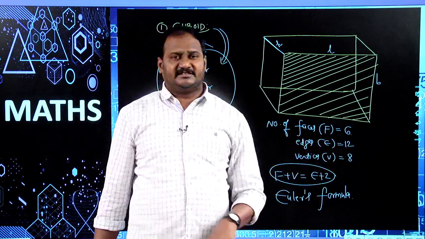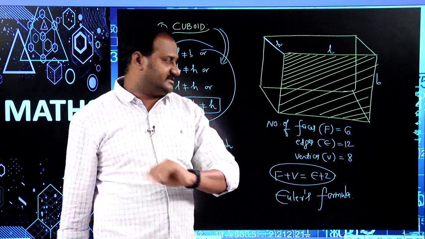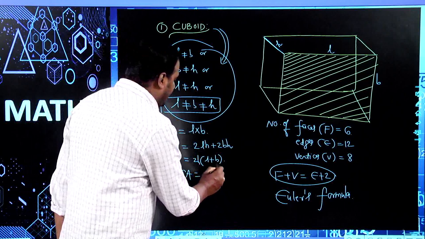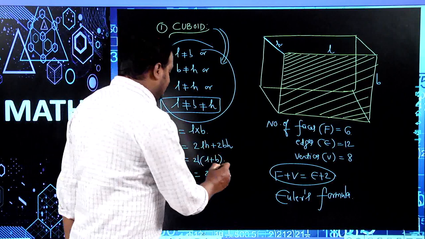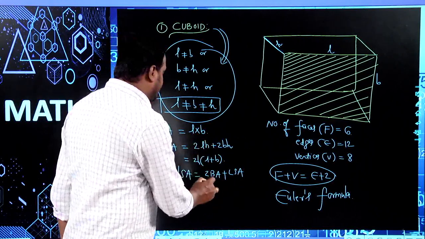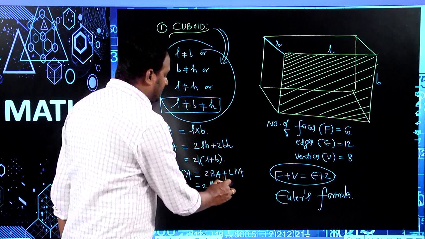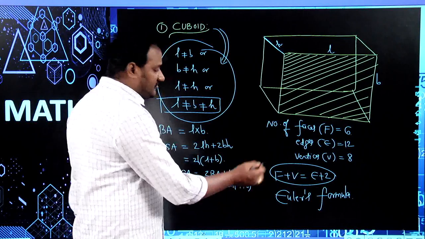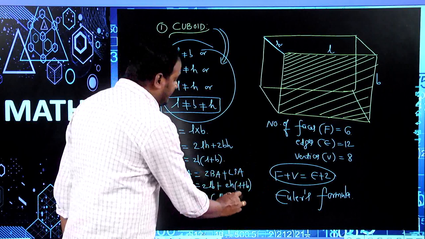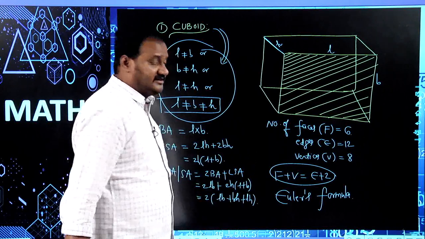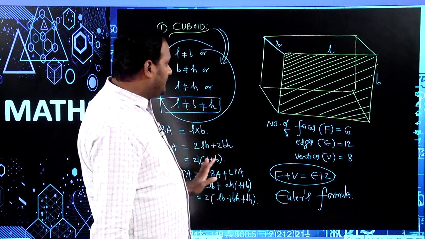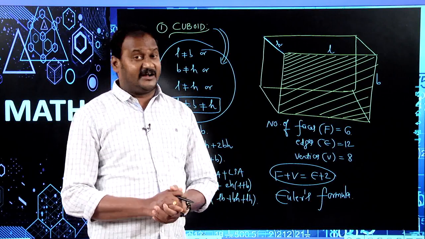Already we know that out of six faces, there are two bases, and the remaining four are lateral surfaces, right? The base area is equal to L into B, but there are two bases, so two times the base area, plus the lateral surface area. So 2 into base area is L into B, plus lateral surface area, which is equal to 2H times (L plus B). Taking 2 common, this is 2 times (LB plus BH plus LH), which is the formula for total surface area, otherwise surface area of a cuboid, right? This way we can find the total surface area or surface area of a cuboid, and after that, the volume.